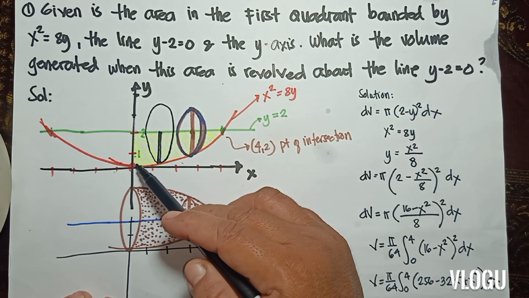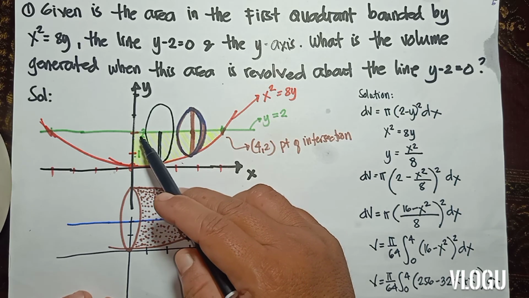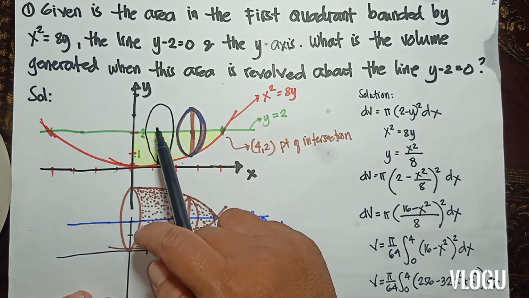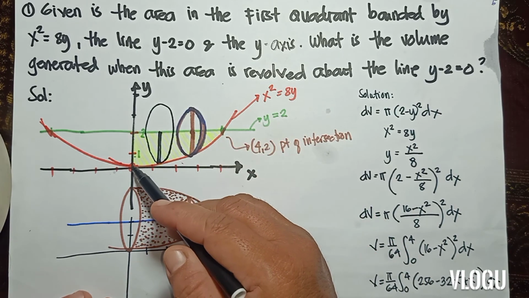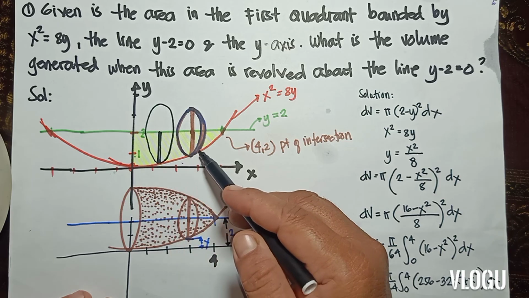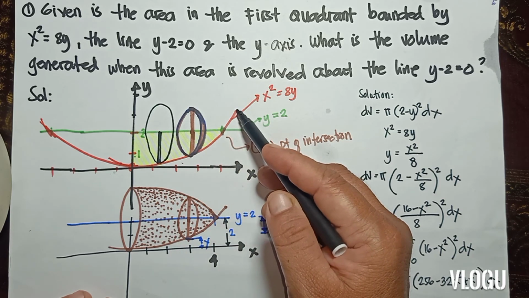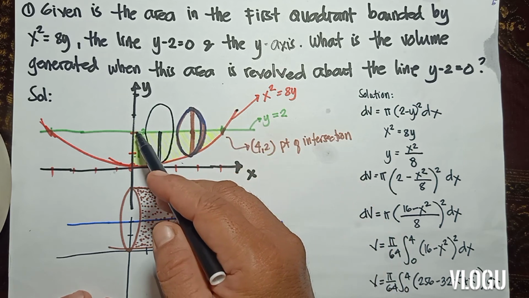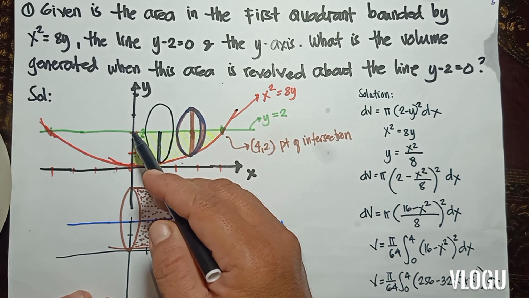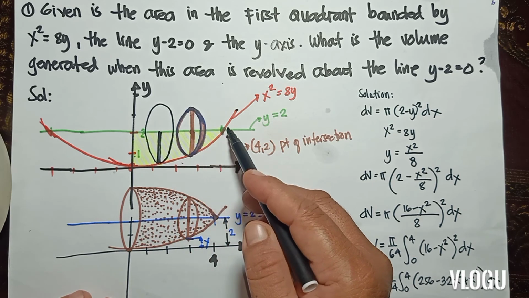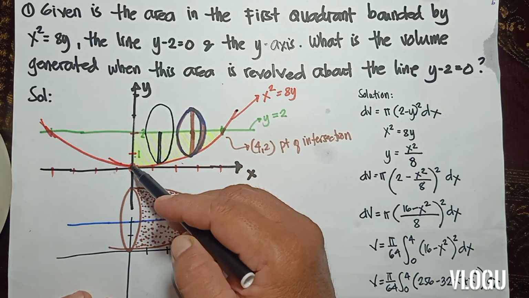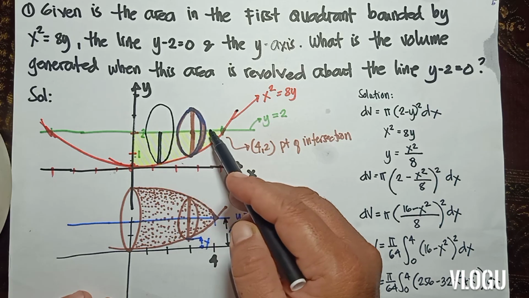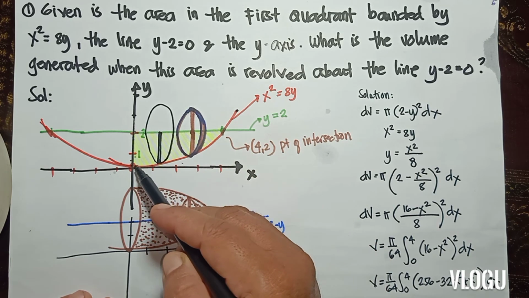What is being considered here? That is only the first quadrant. This is the first quadrant. So, the boundary here, that is your curve x squared is equal to 8y. This is the first boundary. Second boundary line, that is y is equal to positive 2. Another boundary, that is the y-axis. So, this is now the area of concern.